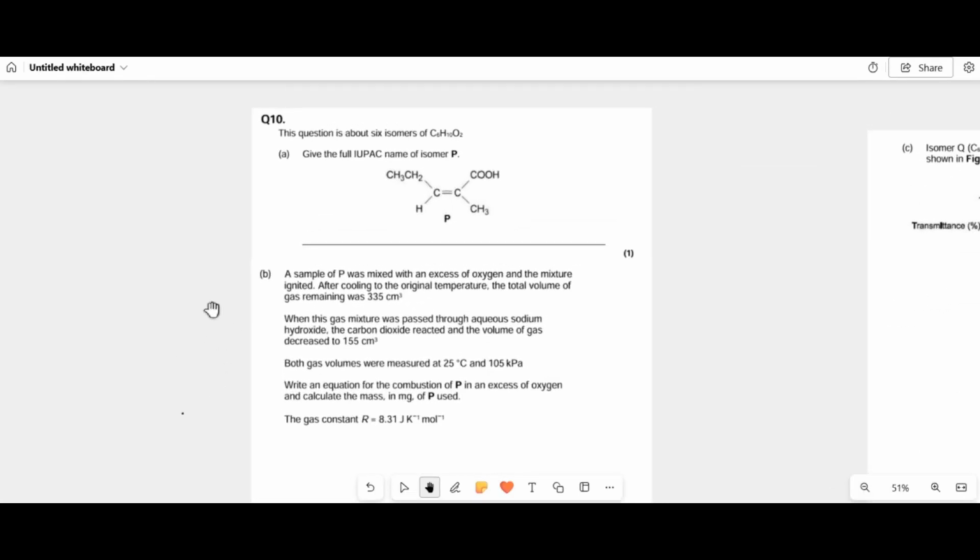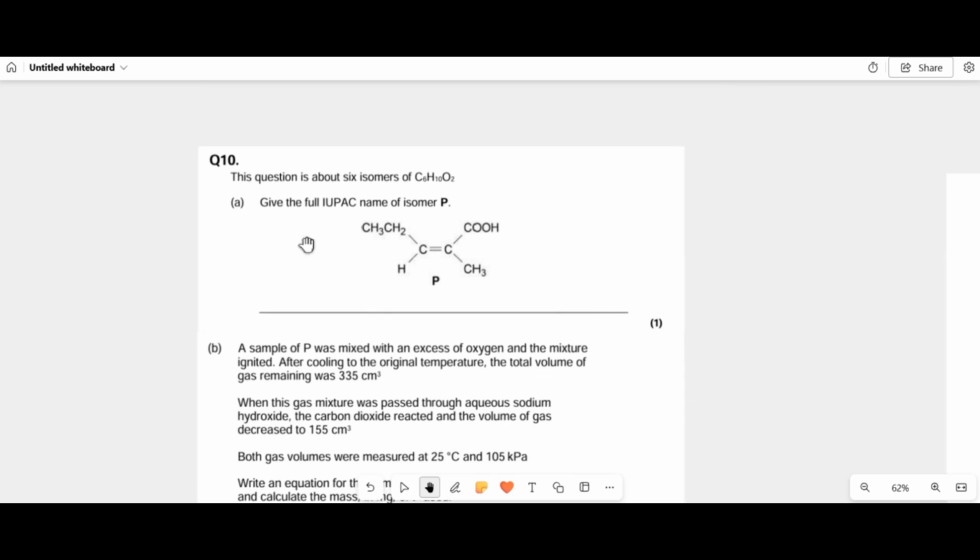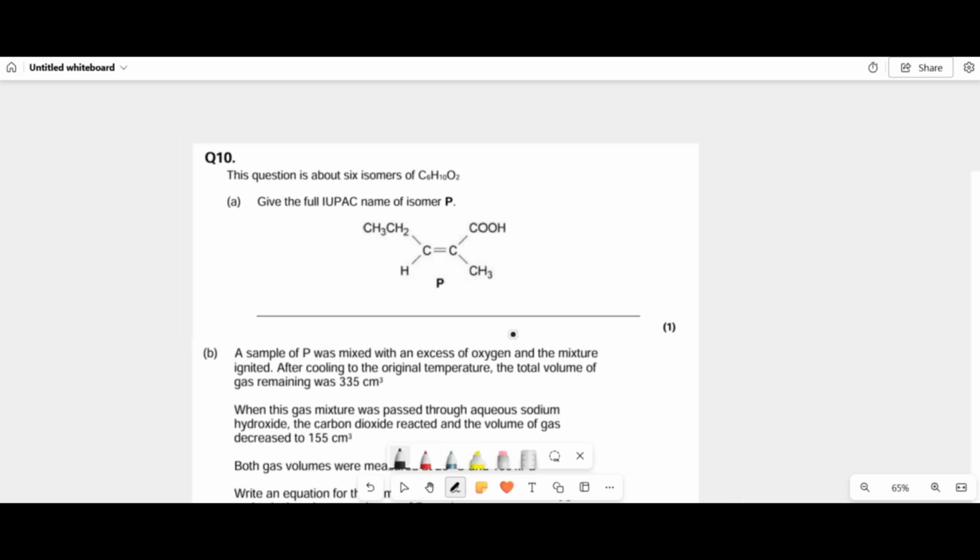Alright, question 10A. Give the full IUPAC name of isomer P. Let's look at what isomer P is. Isomer P is this situation here. This is going to be pentanoic acid, we've got COOH on the end there. That's going to be the acid, pentanoic with the double bond in the middle, and obviously we've got a methyl group here as well. So this is the highest priority functional group, so let's just call that a one.